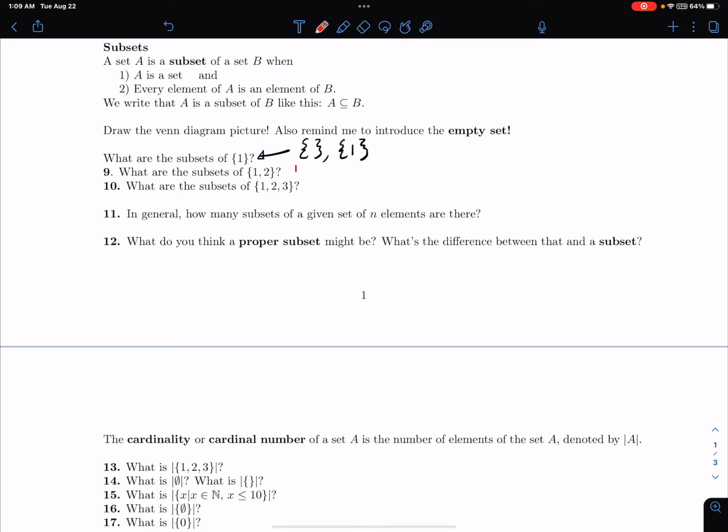Okay, so what are the subsets now of 1, 2? Well, first of all, the empty set again, right? And then you have sets that have just 1 thing in them. The set with just 1. The set with just 2. And then you also have the set itself, 1 and 2. Okay, what about the set 1, 2, 3?